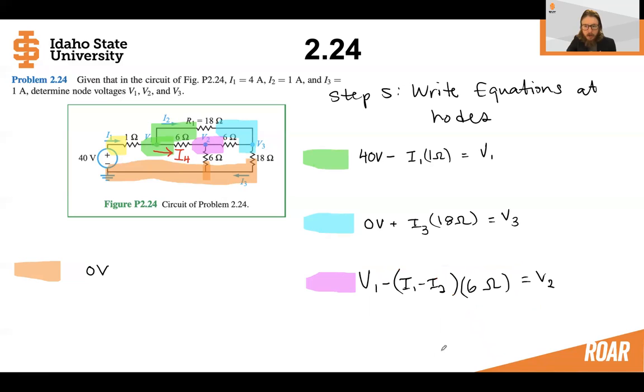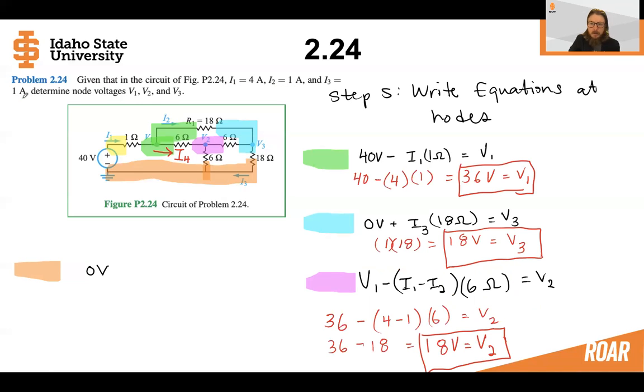So we have these three equations, and remember, in the problem statement, we were given I1, I2, and I3. So we'll plug in or substitute the proper values and come up with 36 volts for node V1, 18 volts for node V3, and 18 volts for node V2. I hope this helps you understand how to use the node voltage method a little bit better, and I'll see you in the next video.